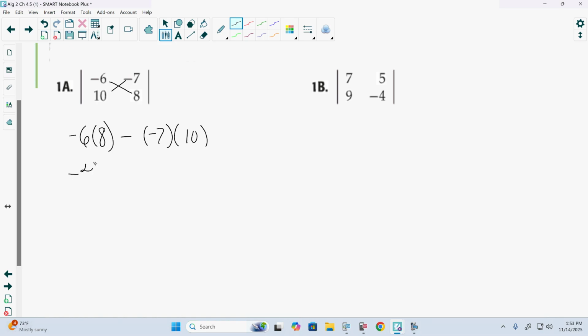Negative 6 times 8 is negative 42. Nope, negative 48. Minus negative 7 times 10 is negative 70. Negative makes a plus. Telling us that this here is 32. We agree with that.